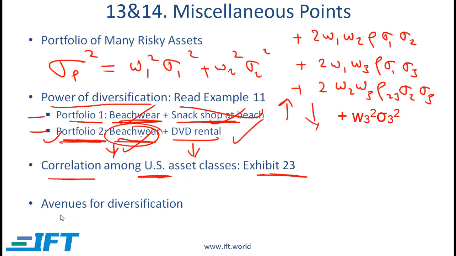And finally, this is not really part of the learning objectives, but just at a high level, you need to understand how to diversify. And simplistically speaking, you can diversify by investing in different industries. You can diversify by investing in different geographies, different parts of the world, and so on.